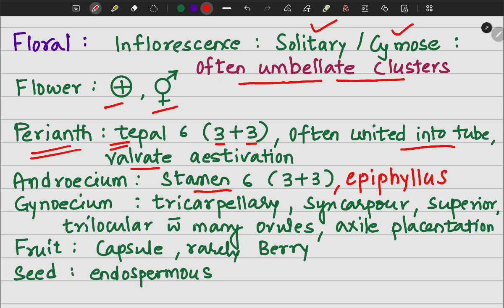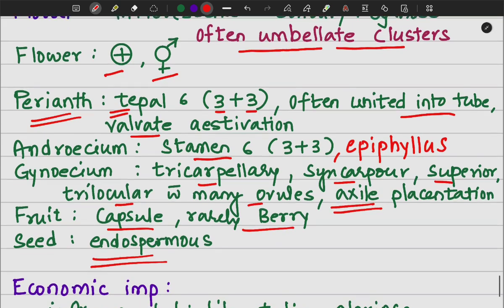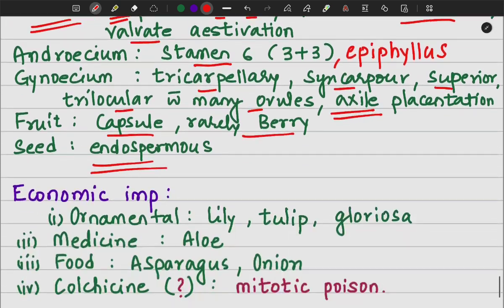If we talk about the gynoecium, it is tricarpellary, syncarpous with superior ovary, trilocular with many ovules, and the type of placentation seen will be axile placentation. Alright, the fruit is called capsule and rarely berry, and the seeds are endospermous because it's mainly a monocot family. So I hope the floral characters are clear to you.